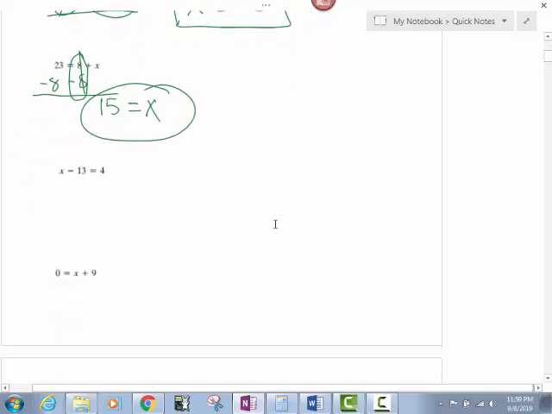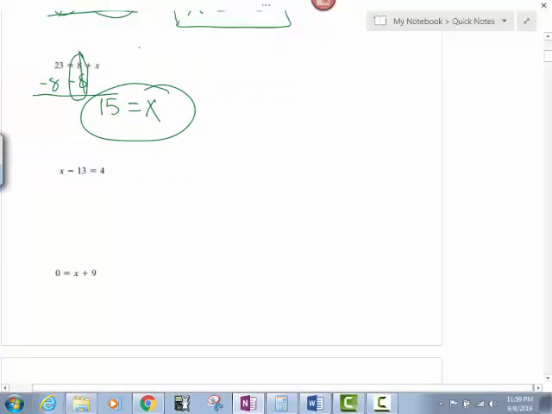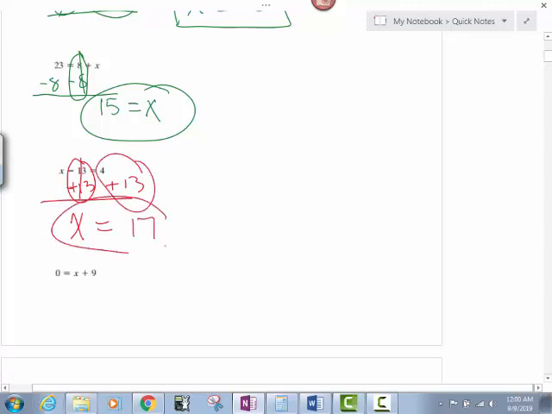All right. The next one I have here says x minus 13 equals 4. We're subtracting 13, so we're going to do the opposite, which is to add 13 on both sides. If I owe you $13 and I have $13, we're even. The x is by itself. 4 plus 13 leaves us with a total of 17.